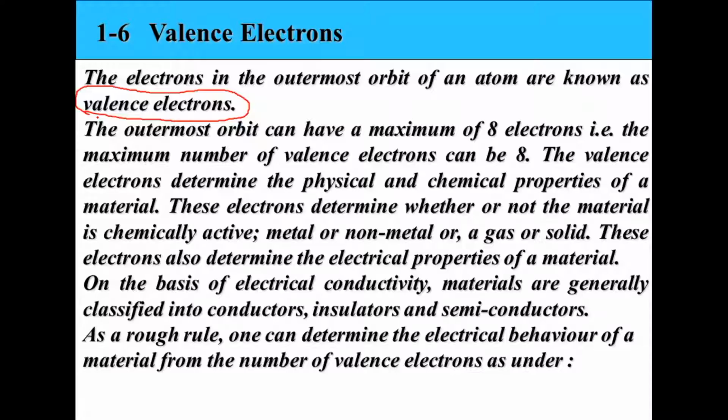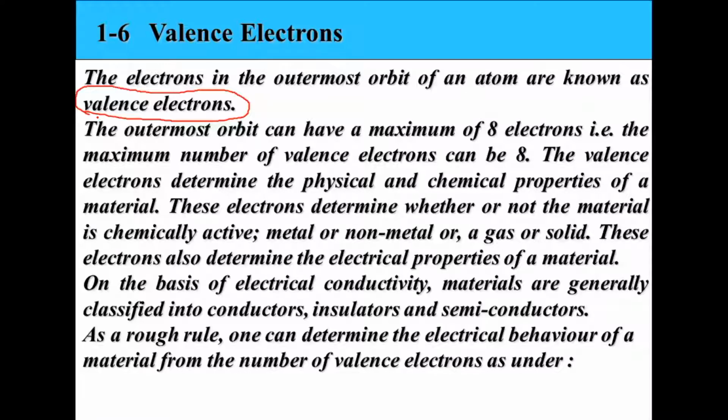And we said the valence electrons of any atom cannot be more than 8. These valence electrons determine the physical and chemical properties of a material. These electrons determine whether or not the material is chemically active, metal or non-metal, gas or solid. This is what we are saying, that the valence electrons of an atom can enable us to determine if the atom is a metal or a non-metal, or is a gas, or is a solid. You will understand that as we move on in the course.